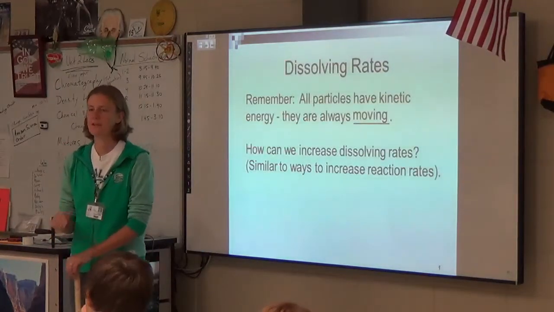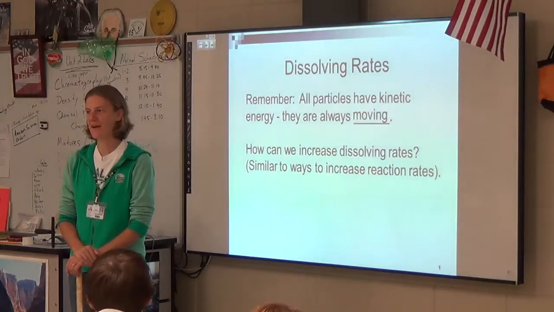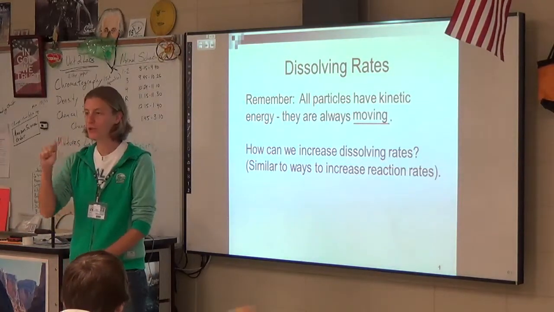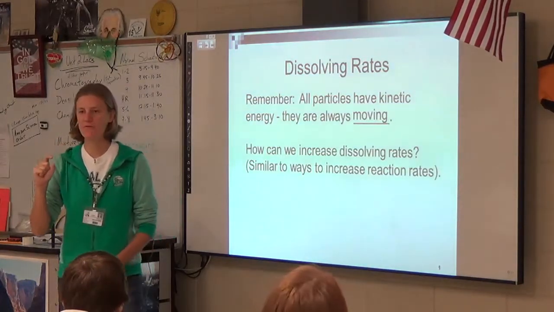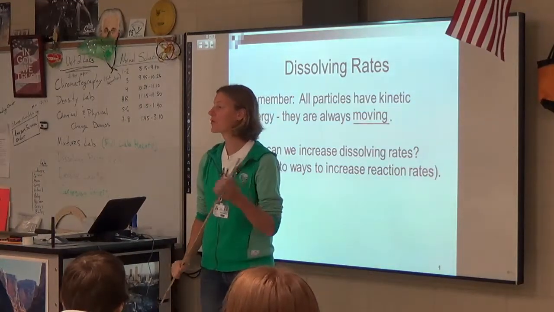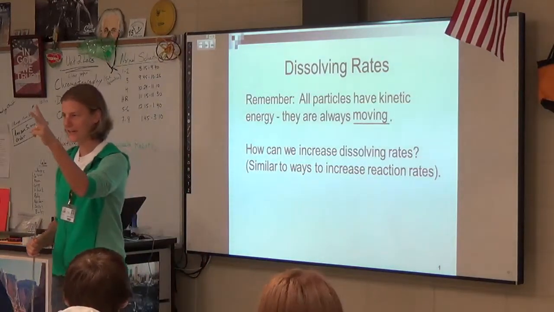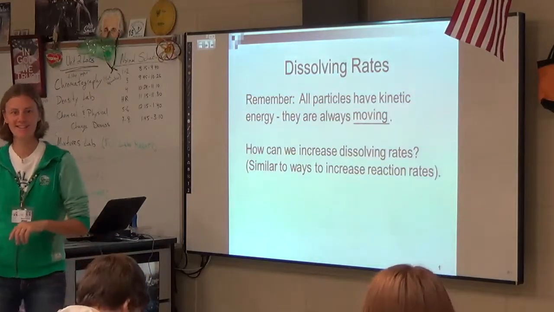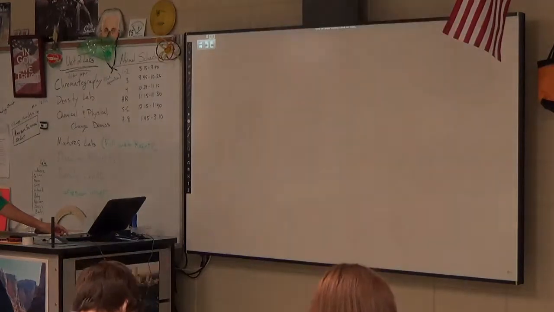Okay, dissolving rates. Now, since I just love my glass of sugar water after school, but I ran out of the powdered sugar and I've only got sugar cubes, how can I make the sugar cubes dissolve faster? Shake it up. Mortar and pestle. Stir it. All right, crush it, stir it, shake it, heat it, punch it. Chew it up and spit it back in. That works.